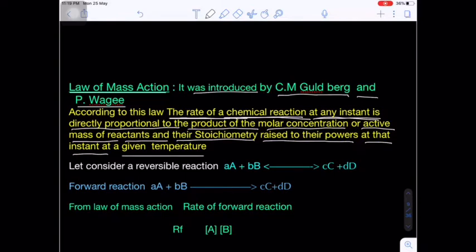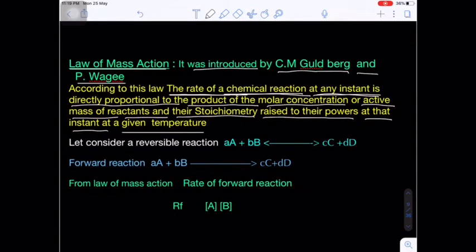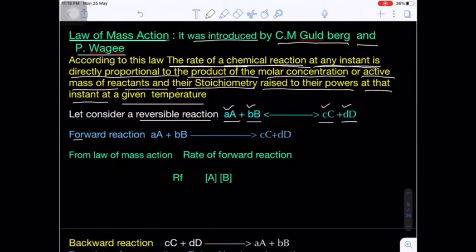Okay, now here I am assuming one reversible reaction, small a into capital A plus small b into capital B, equilibrium, small c moles capital C and small d moles capital D. Here small a, small b, small c, small d are stoichiometric coefficients of capital A, capital B, capital C and capital D. Okay, now let's consider the forward reaction.